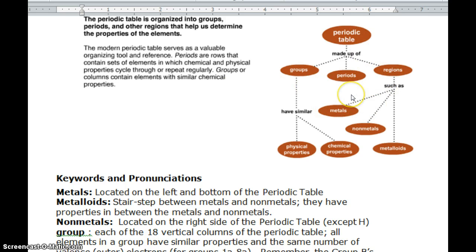So you have the metals on the left and the bottom, the nonmetals in the right-hand corner, except for hydrogen, and the metalloids, which are a staircase in between them. The modern periodic table serves as a valuable organizing tool and reference. Periods are rows that contain sets of elements in which chemical and physical properties cycle through or repeat regularly. Groups or columns contain elements with similar chemical properties.